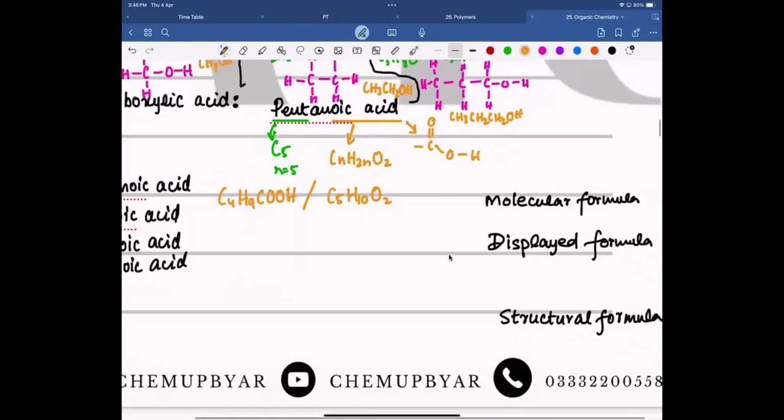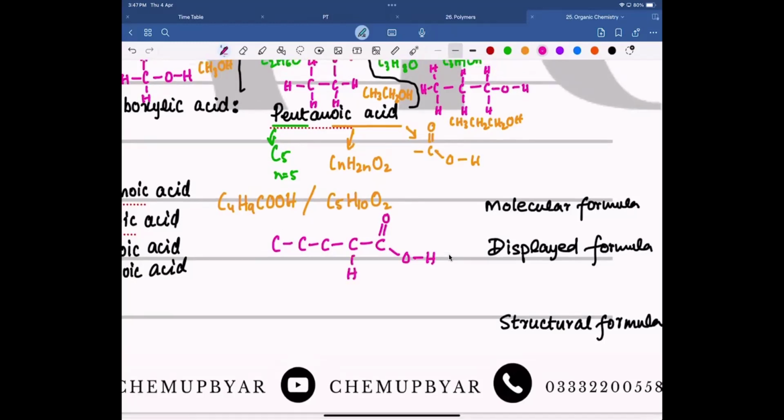Now, if I go for the displayed formula, how many carbons do I have? 5. So 1, 2, 3, 4, 5. Now, I have to make the first carbon, or the last carbon that would also become a first carbon, a carboxylic acid like this by putting the oxygen with the double bond O and OH group. It's carboxylic acid. It's not an ester linkage. There would be an ester linkage which is similar to this one. Then this carbon has 2 bonds, so it will bond with 2 more hydrogens.